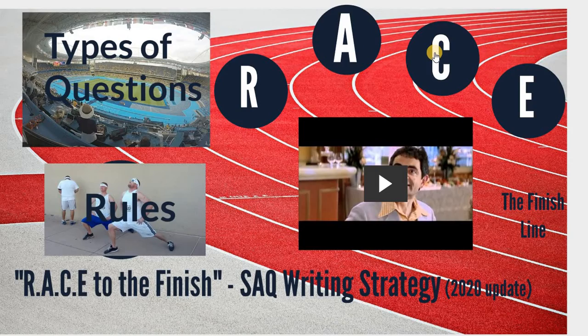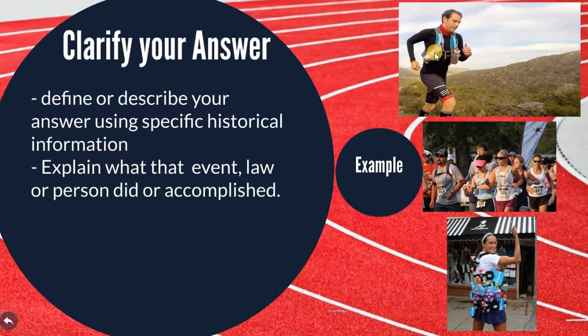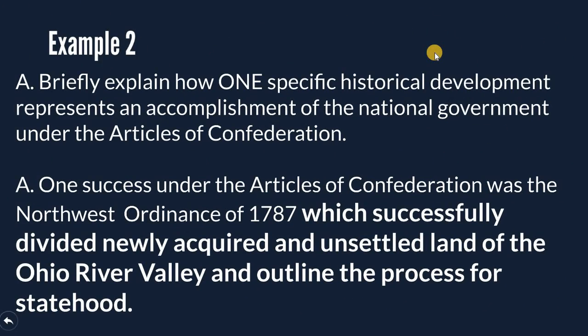C in our RACE model stands for clarify your answer. That means you need to define or describe what your answer was. So you need to explain what that law did, and here I did that. Was the Northwest Ordinance of 1787, which successfully divided newly acquired and unsettled land of the Ohio River Valley and outlined the process for statehood. Great, right? By reading this response, you know this student understands the significance of the Northwest Ordinance of 1787. They understand what it did.